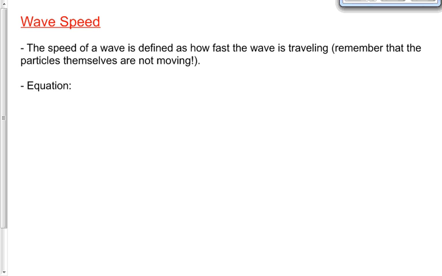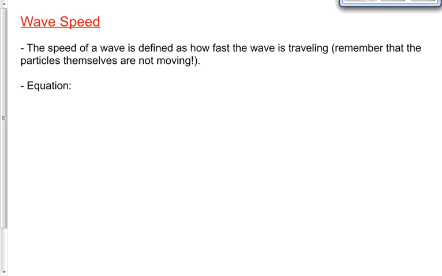So what do we know about how fast these waves travel? Well, waves travel a very different variety of speeds. We go from really, really slow water waves to really, really fast light waves, 3 times 10 to the 8 meters per second, 1 billion kilometers per hour. But how do we find the speed at which a wave is traveling?